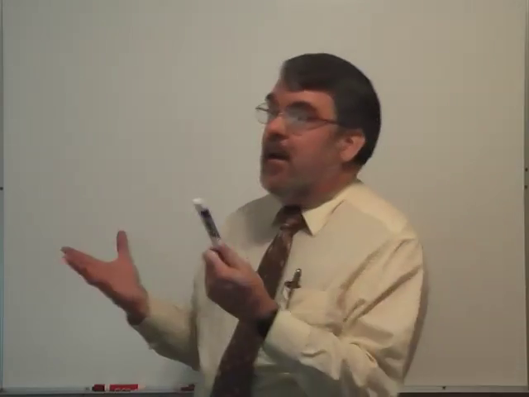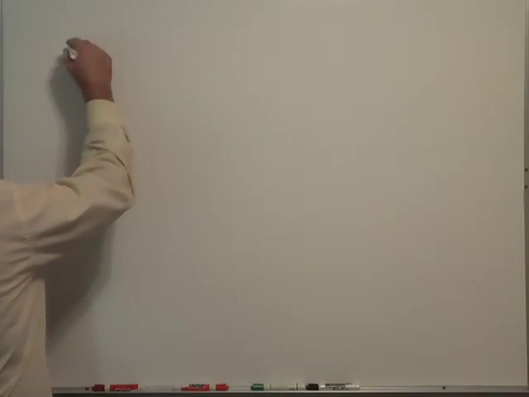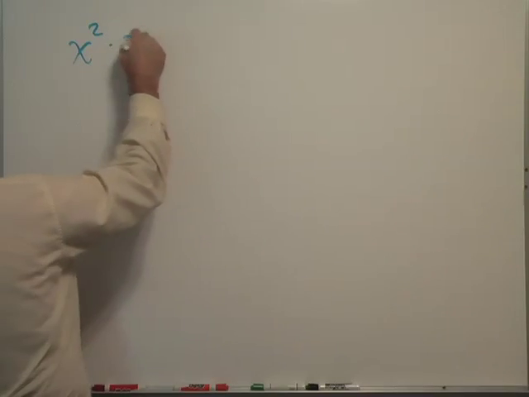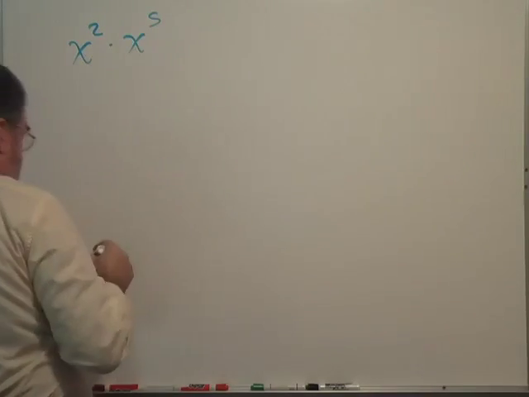In this video, I'm going to cover the three main rules of exponents: the product rule, the quotient rule, and the power rule. And so, first the product rule. How do we handle something like this? X to the second times x to the fifth power.